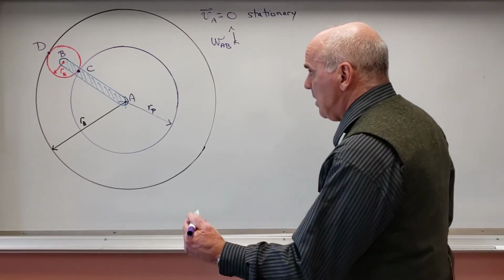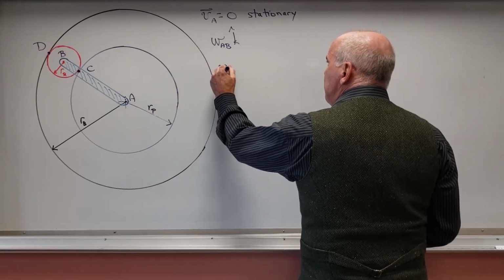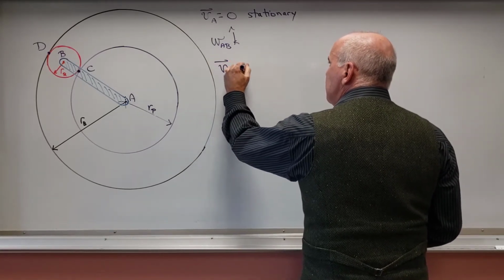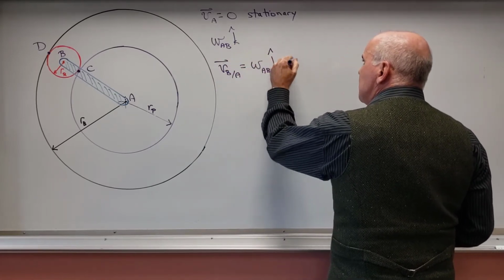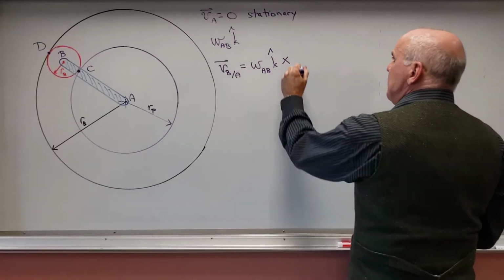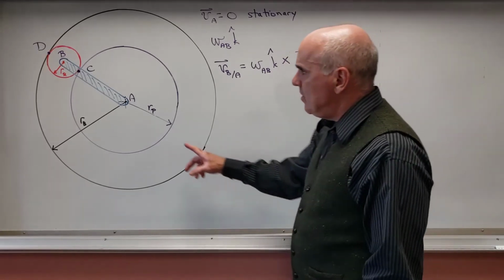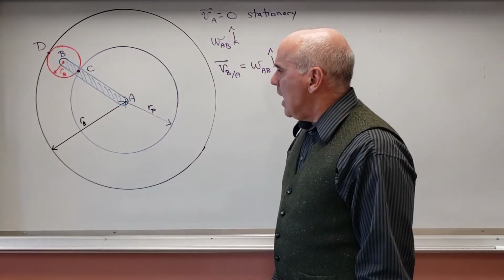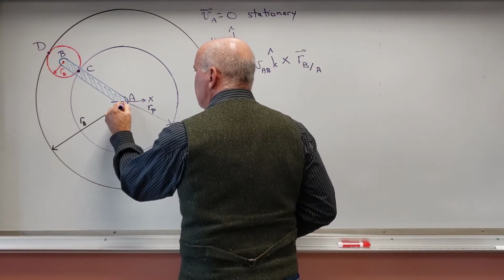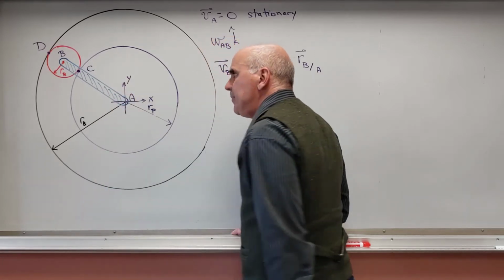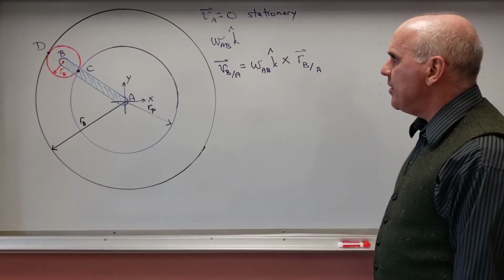All right, so let's start one step at a time. So we've got A, so now let's go to B. So the velocity of B with respect to A is going to equal omega AB, and again, that's in the k-hat direction, crossed with the position of B with respect to A. And I could have an XY coordinate system in here. This might be my X, and this might be my Y. And we'll do it that way just to make it more generic, if you will.